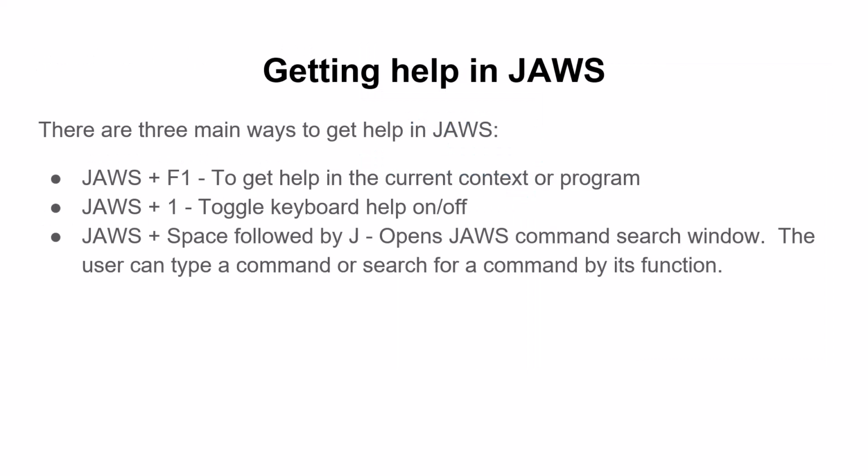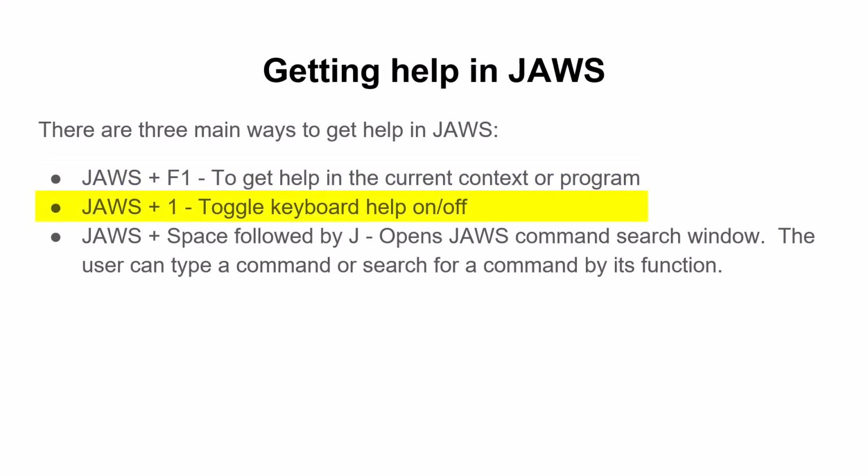There are three main ways to get help in JAWS. The first way is to press JAWS key or Insert plus F1. This will get you help in the current context or program that you're focused in. So in Word, in a browser, in Windows, all of those things.